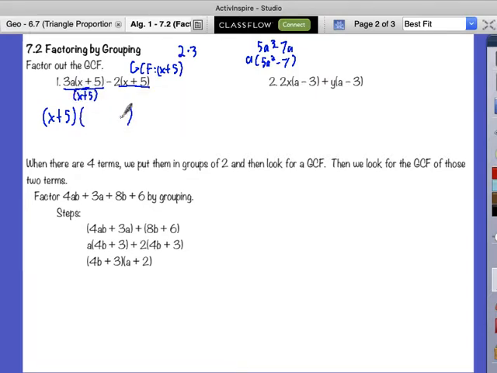Now what can happen is, since these are multiplying here and we have an x plus 5 and an x plus 5, we can simplify those out. And so what are we left with? 3a. We took the x plus 5 out, we're left with the other factor, 3a. Just like here, we took the a out, we're left with 5a squared.